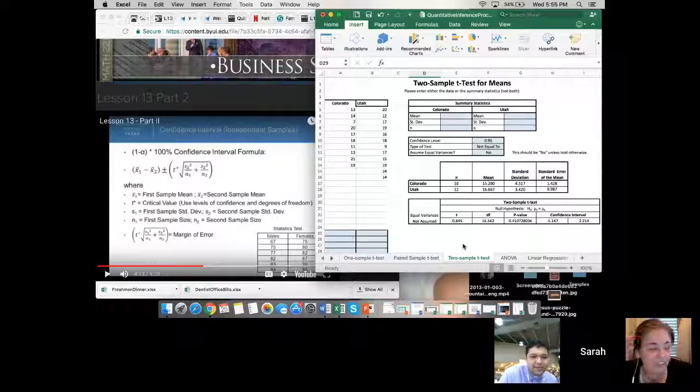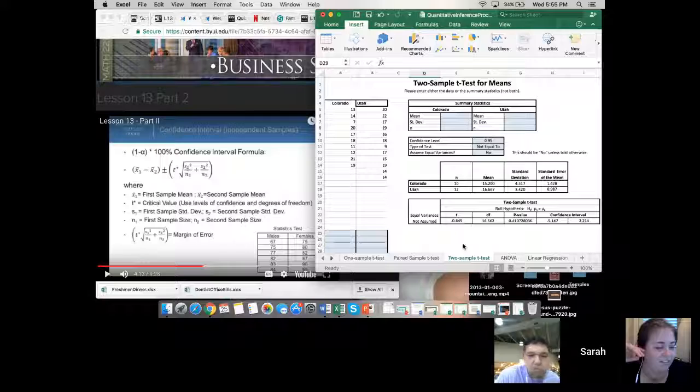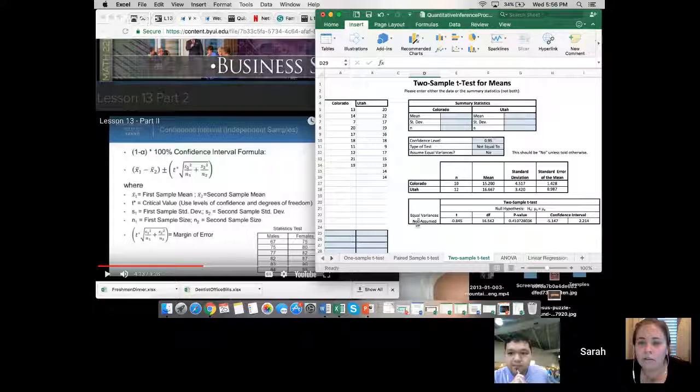Okay. So this says it's supposed to be, but we don't have the sample means for the first places. How are we supposed to get, at the very top it says the summary statistics, the mean for Colorado and the mean for Utah. We don't have that information. How do we get that information? I've never messed with that yet.